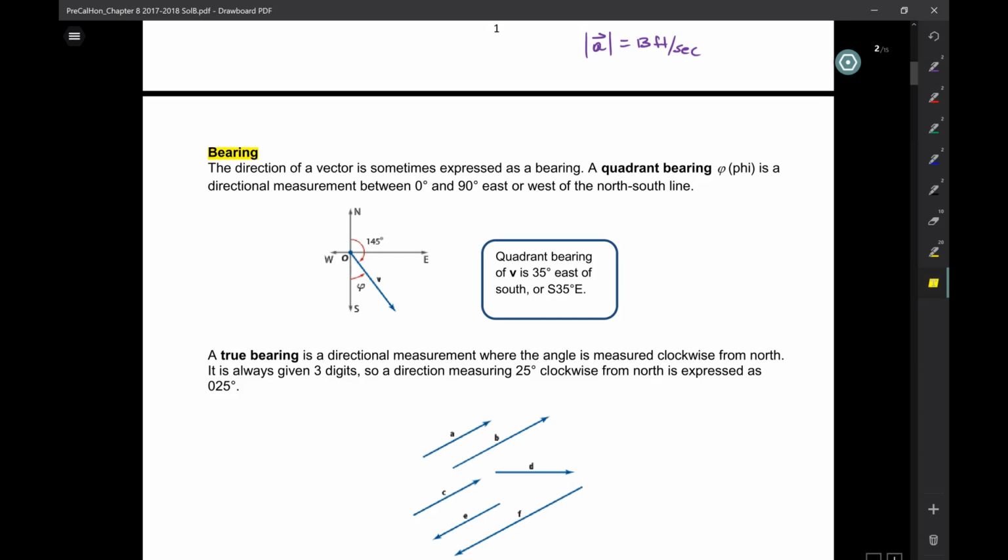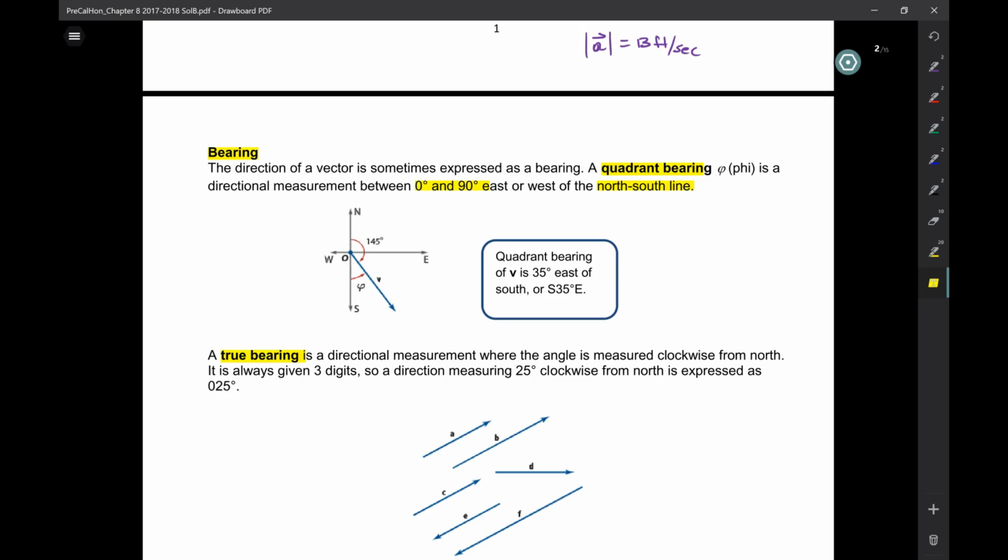There are two types of bearing. We're gonna talk about quadrant bearing and true bearing, all right? So what is quadrant bearing? Quadrant bearing is a measurement between 0 and 90 degrees, and it's measured from the north-south line. Okay, so look, here's my angle. This is the only time in life when you measure an angle starting from a vertical line. Never in trig, never in the other vector measurement that I showed you, just when you're talking about bearing.